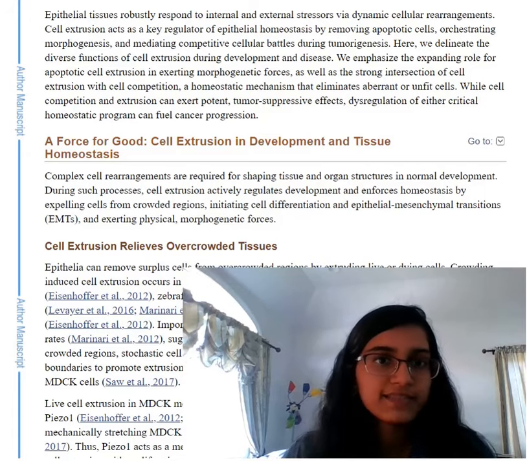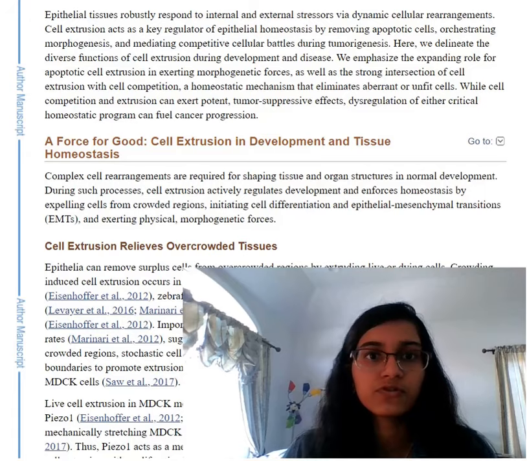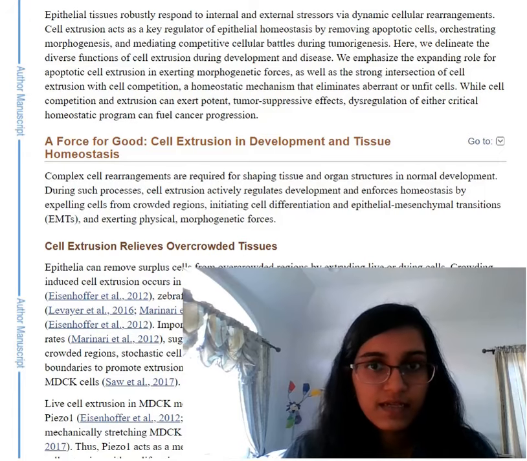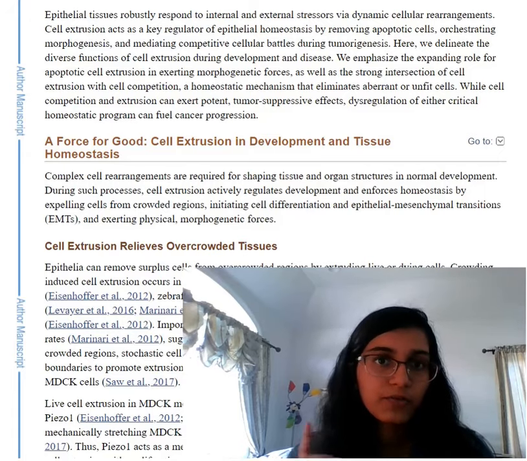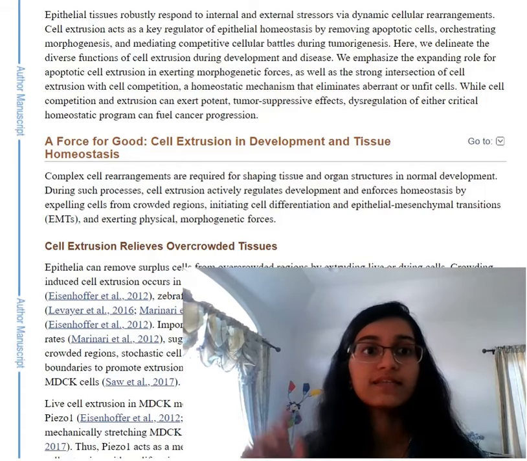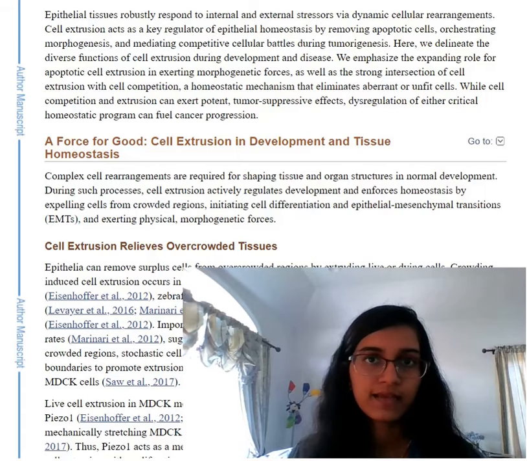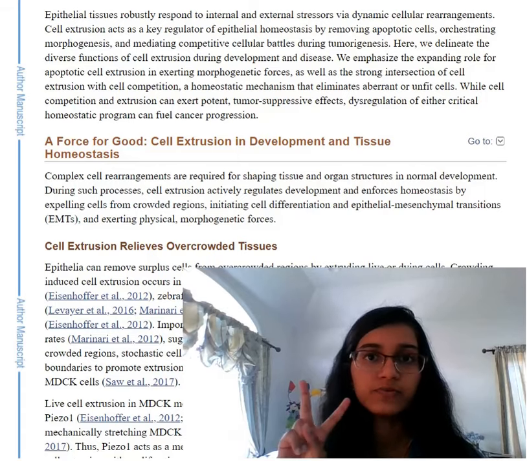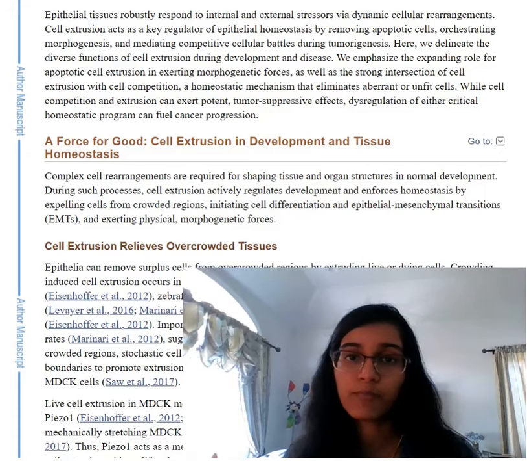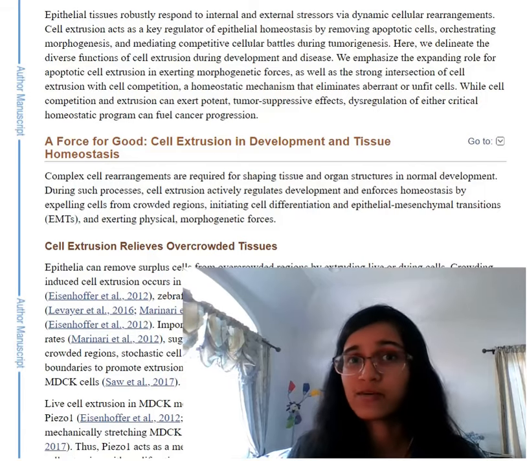They go on to say that cell extrusion plays critical roles during development and disease, or has diverse functions in development and disease. And another important point that they make in the abstract here that we should pay attention to is that there's a strong intersection between cell extrusion and cell competition, and that these two forces, essentially mechanisms, work together to suppress tumors. And if either one is not regulated properly, then we end up with cancer.